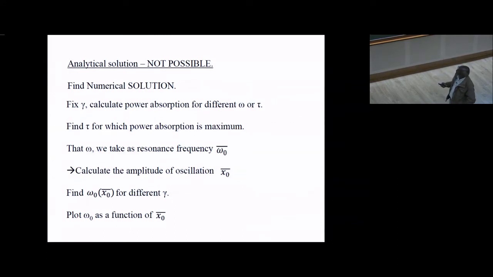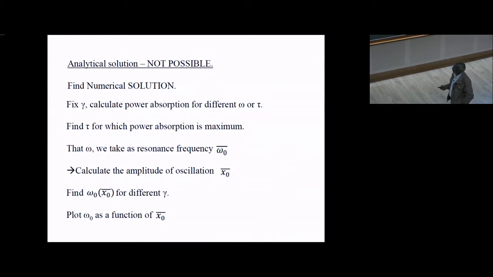So what we do in the program is that we just fix this gamma value, calculate the power absorption for different omega or tau, and find tau for which the power absorption is maximum. That is where the resonant oscillation will take place. Calculate the amplitude of oscillation at that frequency omega 0.